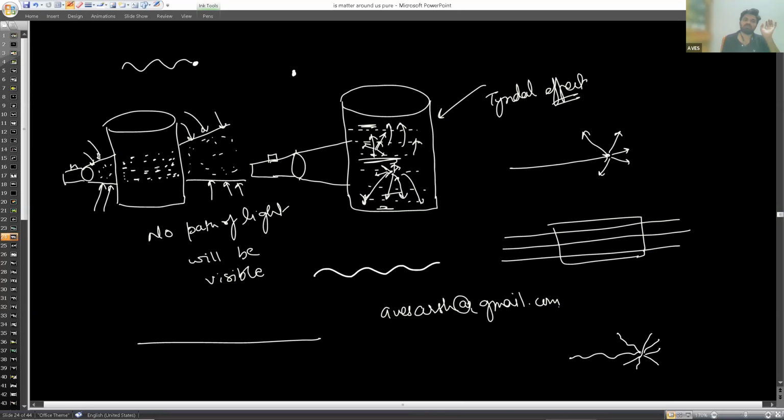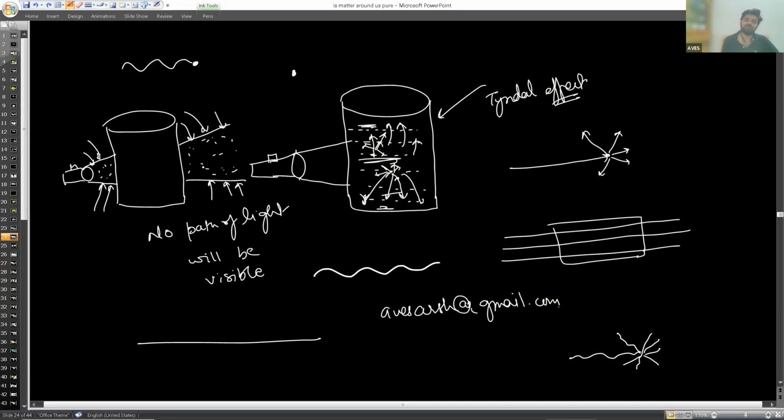If the dust particles are big enough, the path of the light will be visible. But if the particle is so small in size that it is not scattering the beam of light, then the path of light in the solution will not be visible, because the particle size is very, very small. Got it? You understood? So here we'll simply say that the path of the light is not visible.